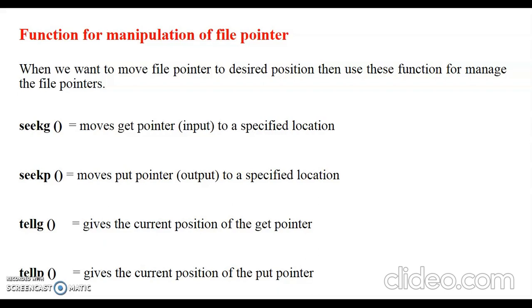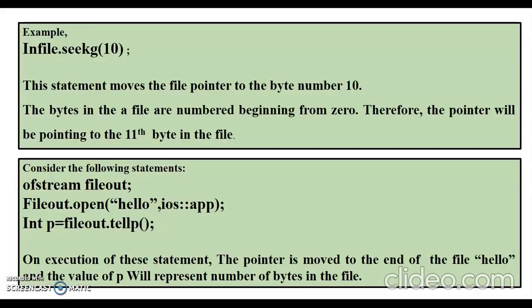How you are going to specify location, that we are going to discuss in the next page. seekp moves the put pointer or output pointer to a specified location. So the seek functions are for moving the pointers, and the tell functions will tell you the location where your pointer currently is. So tellg gives the current position of the get pointer, and tellp gives you the current position of the put pointer, where currently the put pointer is.